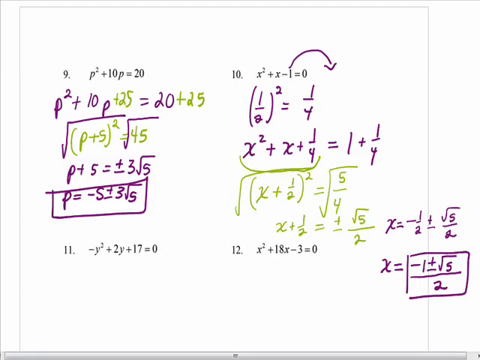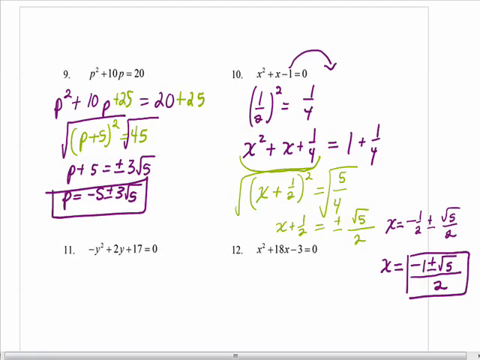Yes, Chanel? I did plus or minus 1/2 times root 5. Should I do it that way? You did plus or minus what? 1/2 root 5. I think you multiplied instead of subtracted? Yeah. All right, so make yours look like mine.